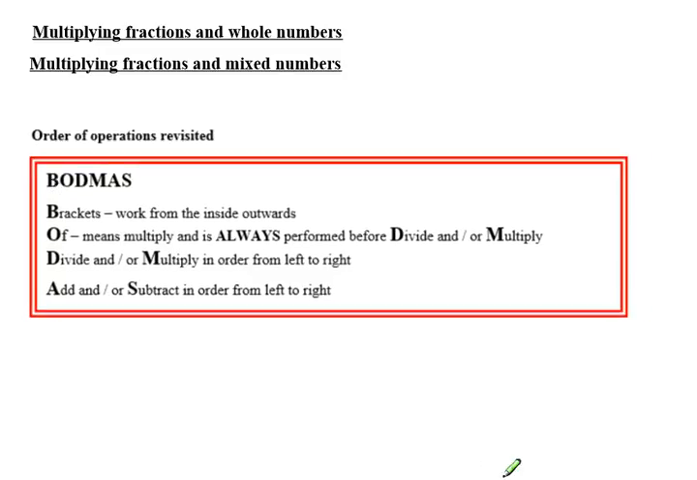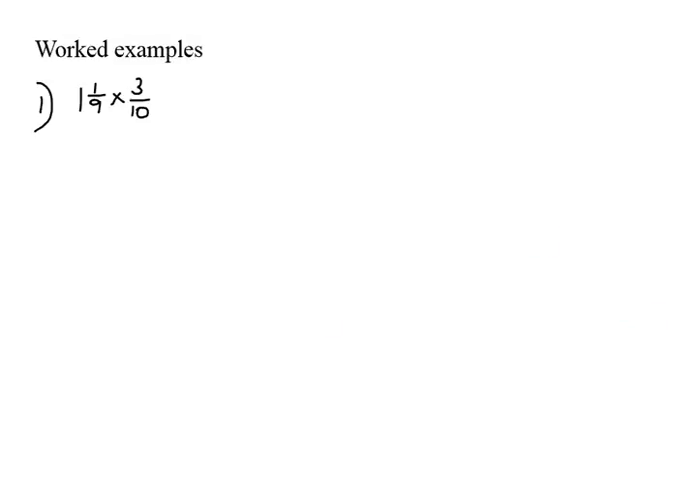The first thing we will deal with is the brackets. B for brackets, BODMAS. O, of, means multiply, and is always performed before divide and or multiply. Then we are going to do divide or multiply in order from left to right, and once we've done that, the final step is to add and subtract from left to right. Let's look at the worked examples.